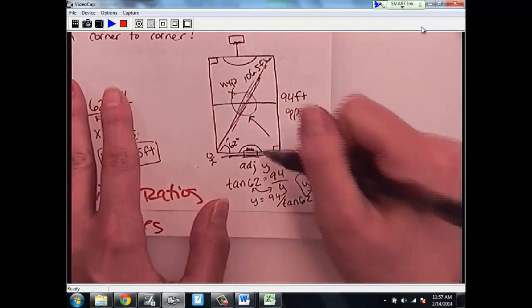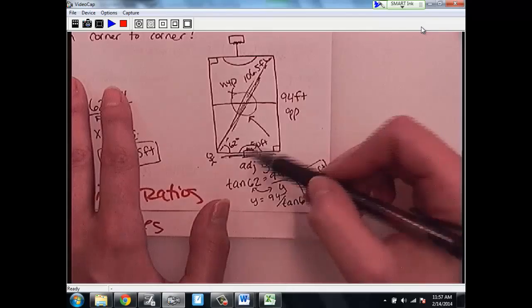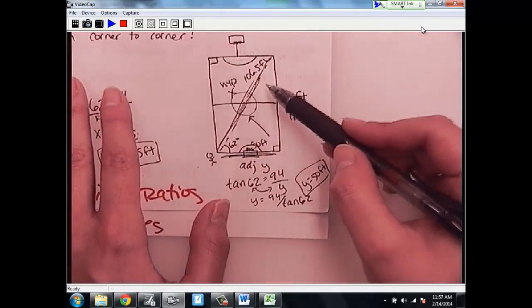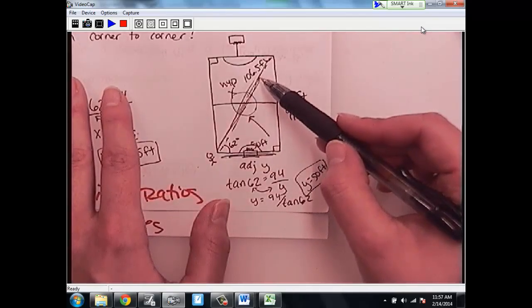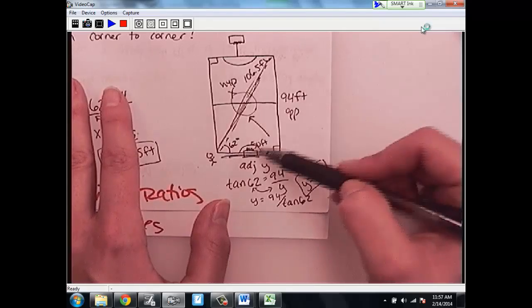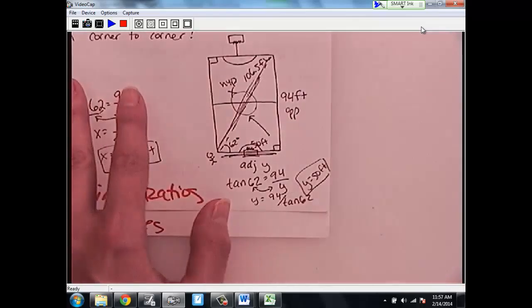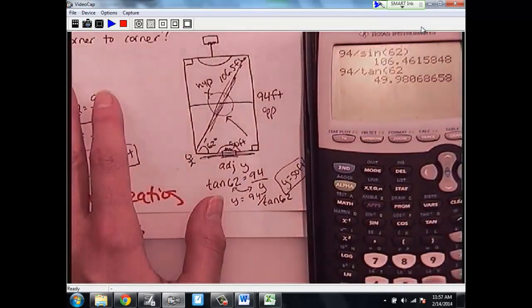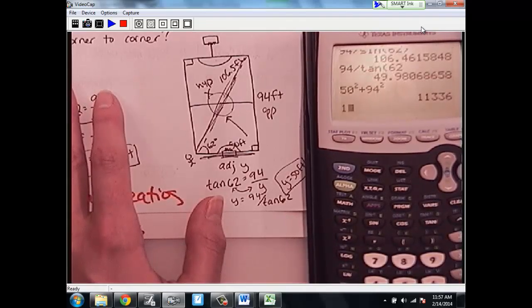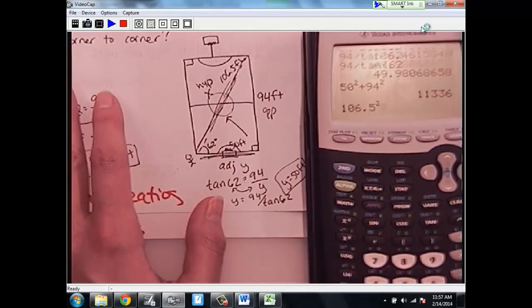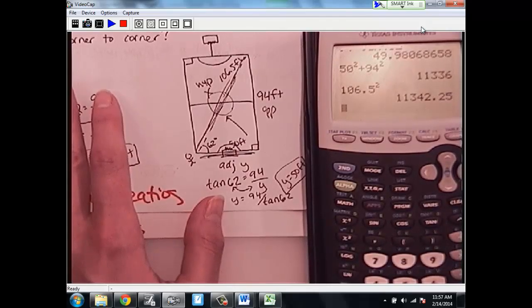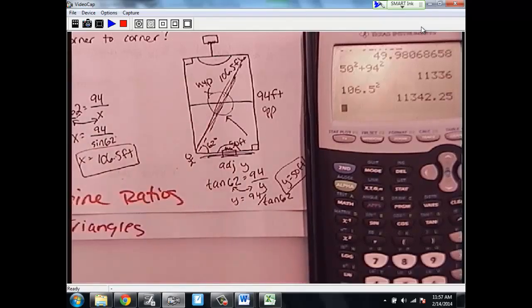So this is 50 feet by 94 feet, and our diagonal is 106.5. Does that make sense? Is this along the side of our triangle for the hypotenuse? Yeah. And if we did Pythagorean theorem, we could check this. Does 50 squared plus 94 squared equal 106 squared? Real quick. 50 squared plus 94 squared is 11,336. 106.5 squared. Are those equal? Pretty close. We rounded in there, so it's going to be a little different.